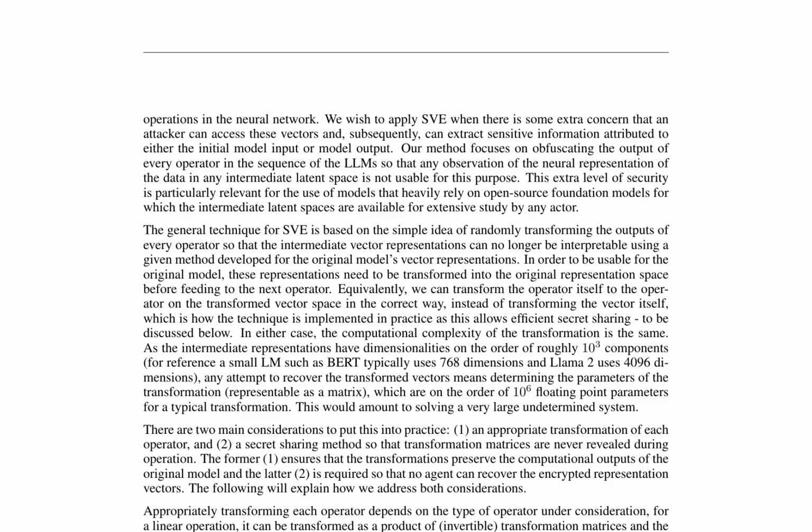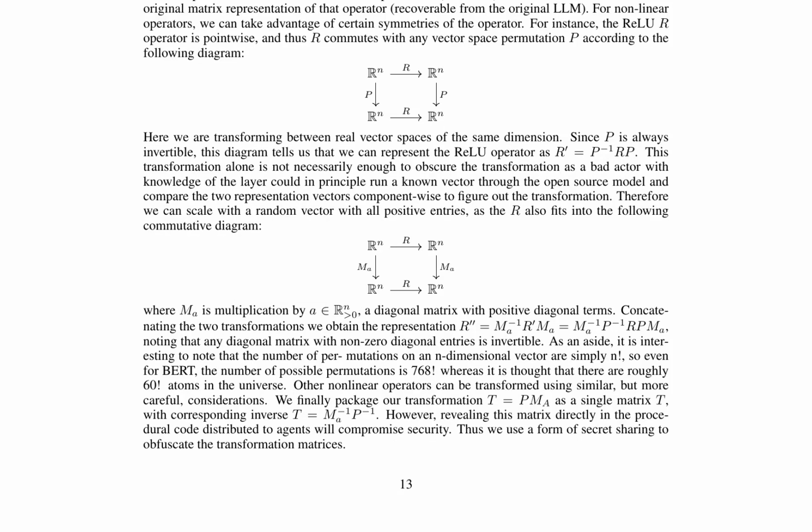SVE involves randomly transforming the outputs of every operator, making it difficult to interpret the intermediate vector representations. For linear operators, transformation can be achieved through a product of invertible transformation matrices and the original matrix representation. For nonlinear operators, such as the ReLU operator, symmetries can be exploited, and a random vector with positive entries can be scaled to further obscure the transformation.